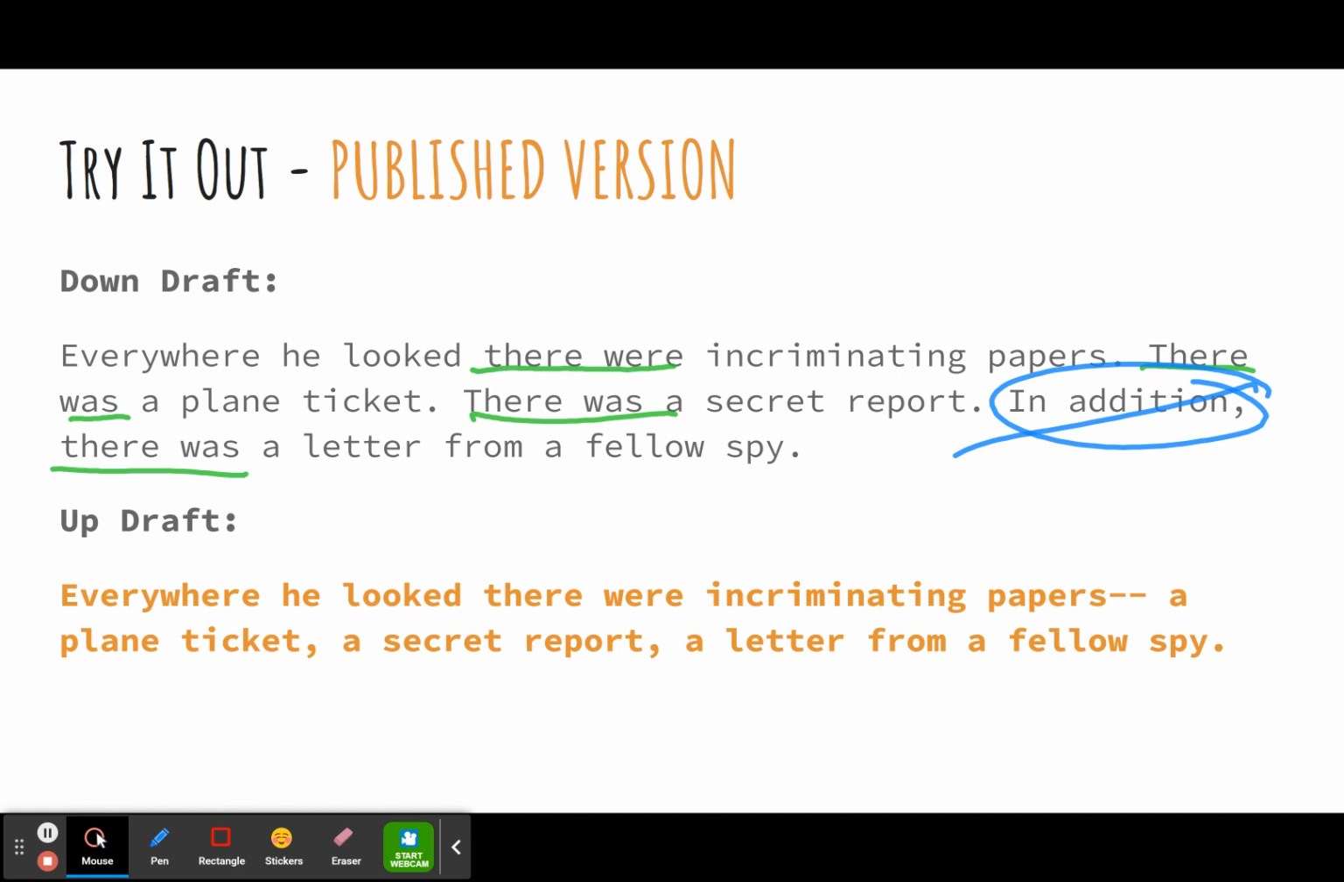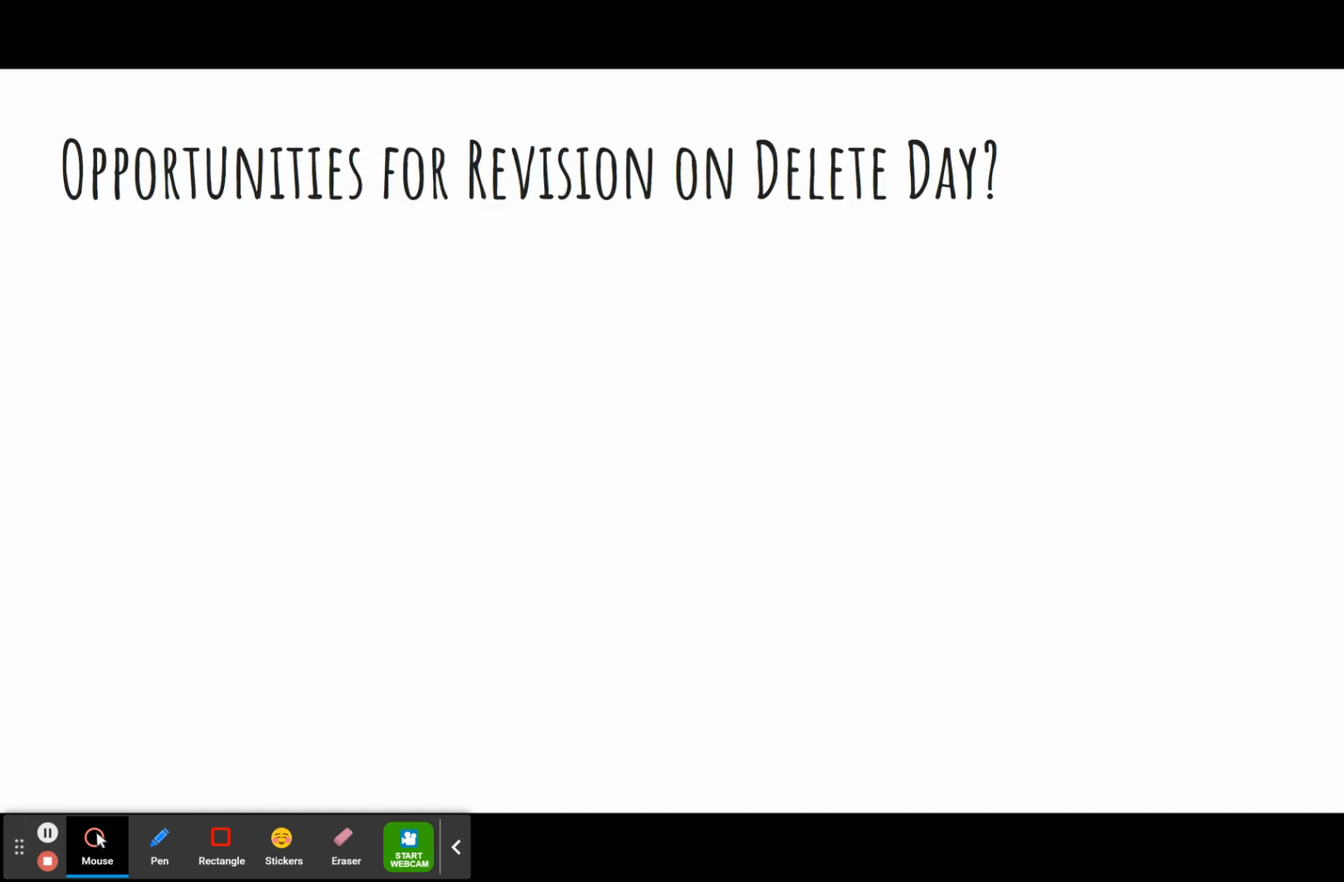So, as published authors will do, they get real fancy, right? They've got a dash in there, like really cool punctuation that worked well for what the sentence was doing. But that's the kind of stuff you're looking for. Like, where are my opportunities to take my ideas and really make them impressive and make them stand out and make an impact? So now let's think about opportunities for revision on delete day for actual academic writing, right?